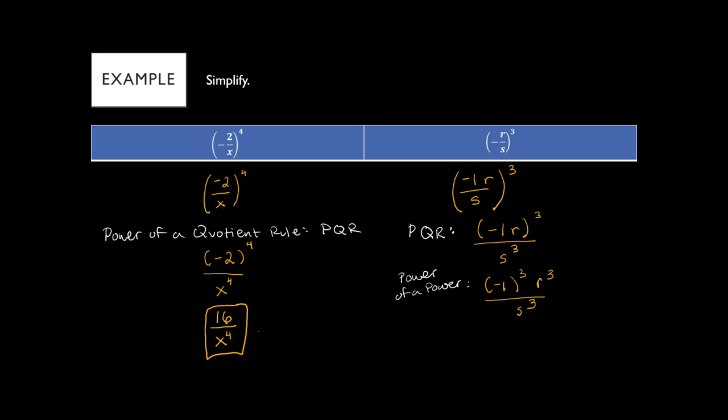So a negative to an odd power is going to give us a negative out, and then 1 to any power is 1. So we're going to get a negative 1 r cubed over s cubed. Or you can write that as negative r cubed over s cubed.